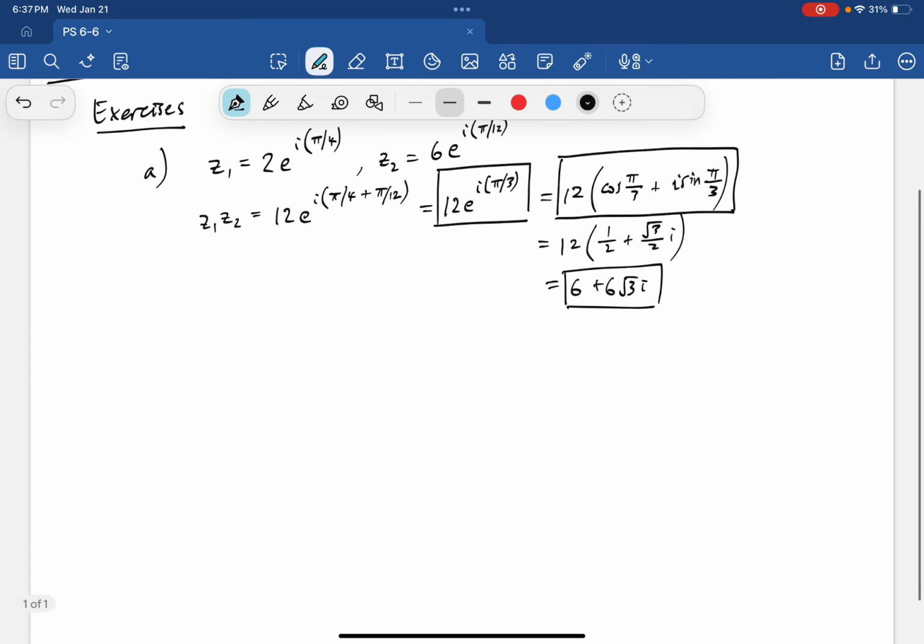All right? And z1 divided by z2 is going to be 12 times e to the pi over 4 minus pi over 12. That's going to give us pi over 6.